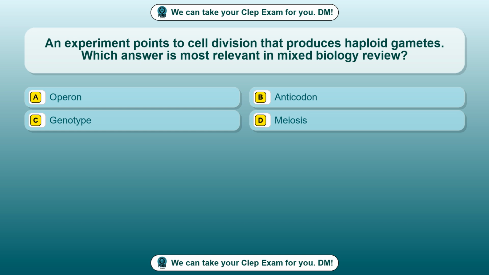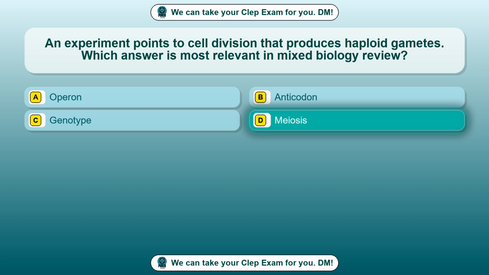Question 20. An experiment points to cell division that produces haploid gametes. Which answer is most relevant in mixed biology review? Option A, operon. Option B, anticodon. Option C, genotype. Option D, meiosis. The correct answer is option D, meiosis.